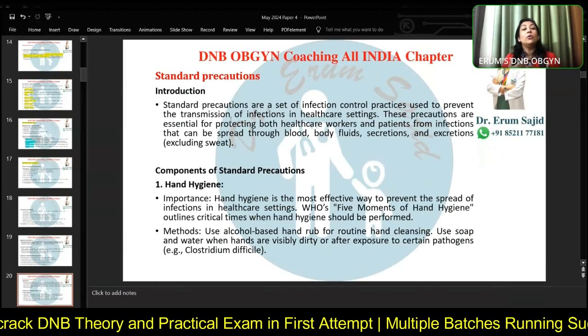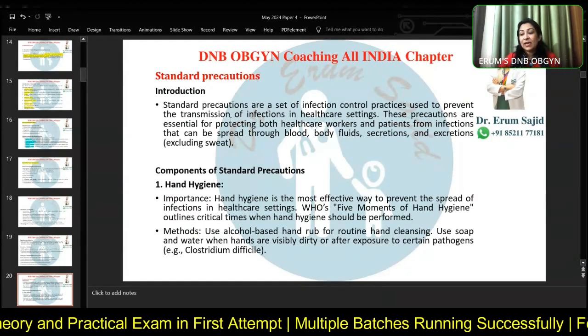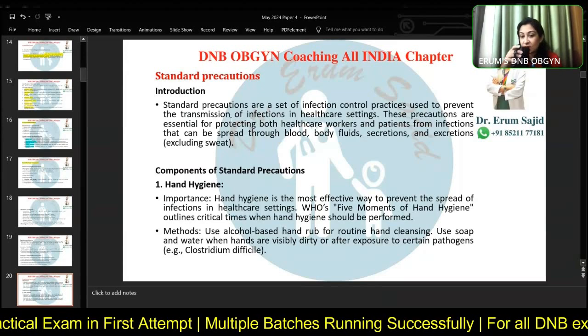Now, what do you mean by standard precautions? Can anyone please tell me in the class? What do you mean by standard precautions?